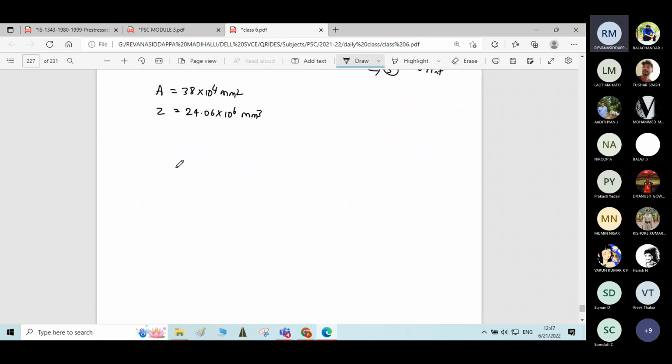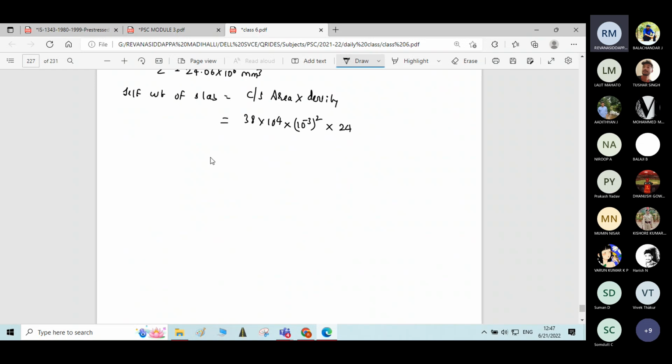Mg is nothing but dead load moment. First you find self weight of the slab. Self weight of slab is equal to cross sectional area into density. Cross sectional area is 38 into 10 power 4 mm square. You need to substitute in terms of meter square, that is 10 power minus 3 whole square, into density. The density of prestressed concrete is 24 kilonewton per meter cube. By this, you'll get the self weight of the slab as 9.12 kilonewton per meter.